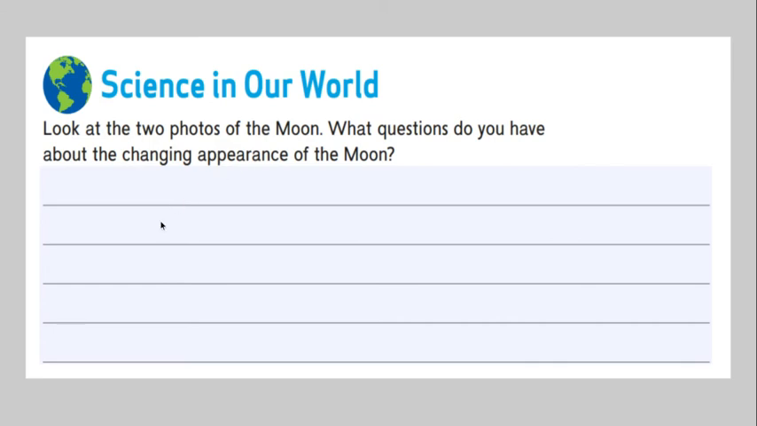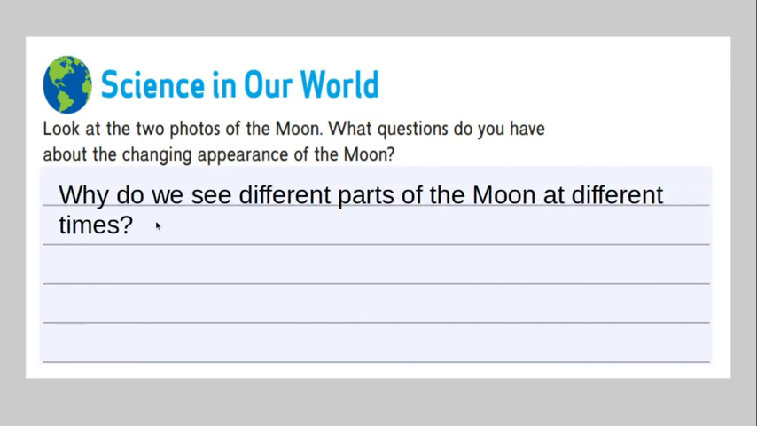Okay. So here is a question that you may have come up with. Why do we see different parts of the moon at different times? We're going to be able to answer this question at the end of the lesson with what we've learned. And you may have come up with some different questions. So please feel free to reach out through Google Classroom and ask your teacher if you came up with some different questions.